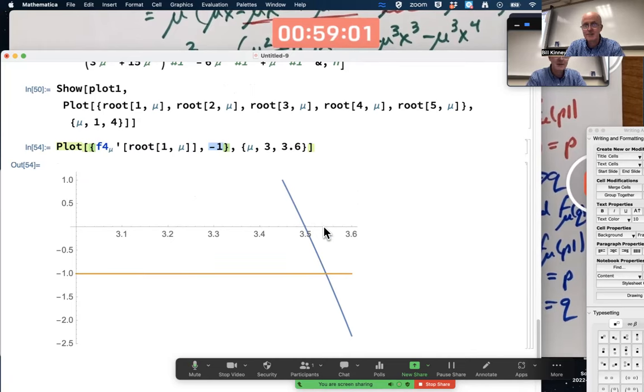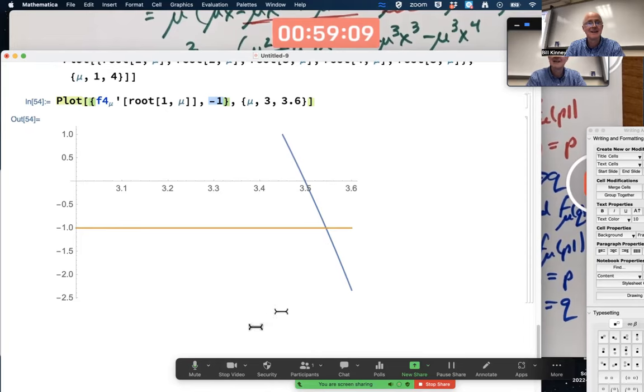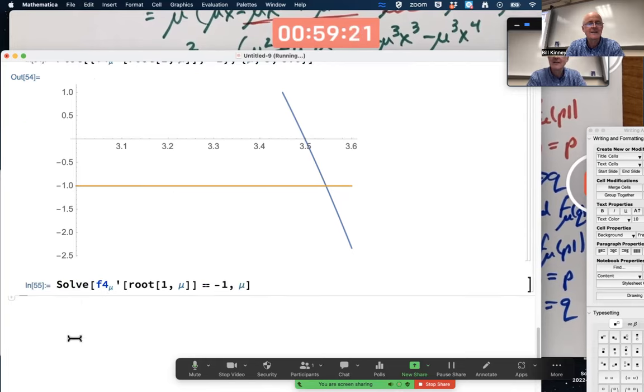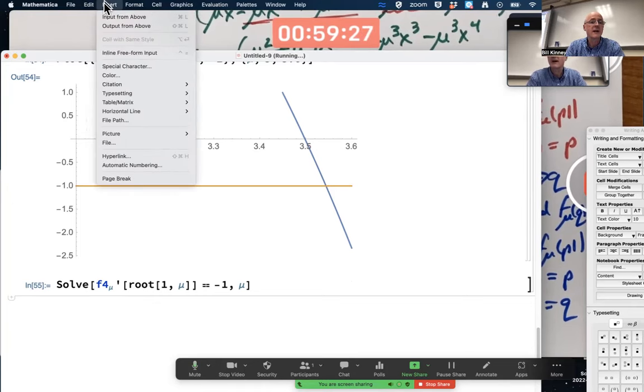Looks like it's about 3.54, maybe. Would Solve work to find it? I'm not sure. I'm trying things without knowing if they're going to work. Solve does try to solve things symbolically. Yeah, I think that's going to give us trouble. What would be better is FindRoot.